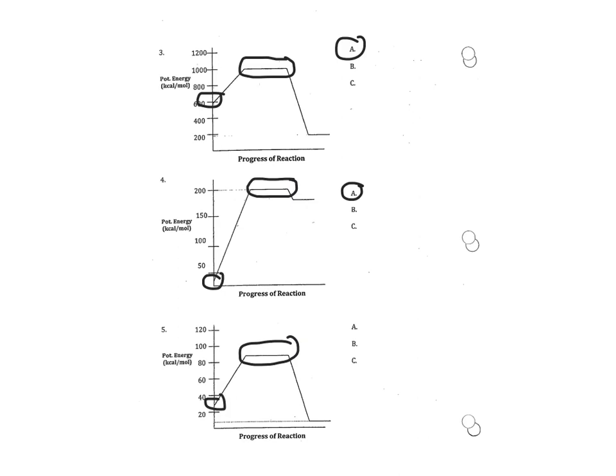For B, for each of the problems, we want to find delta H. So remember that for B, for delta H, you're going to take the energy of the products minus the energy of the reactants. So product's energy minus reactants.